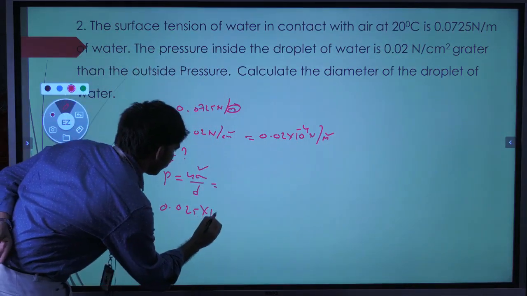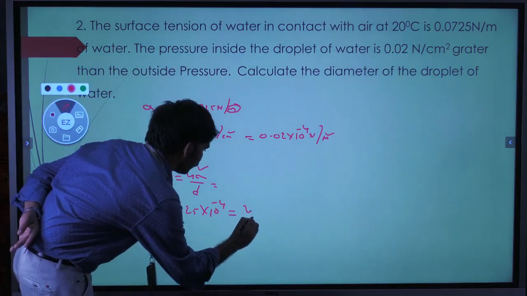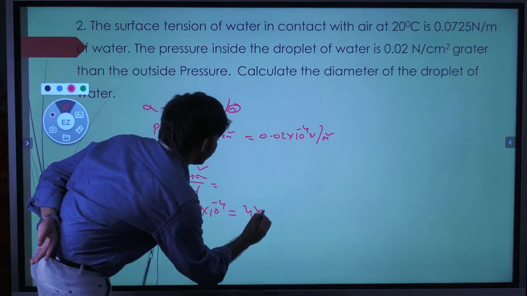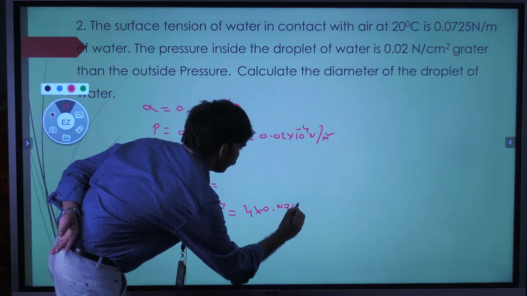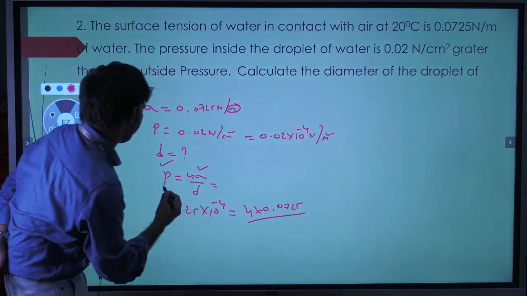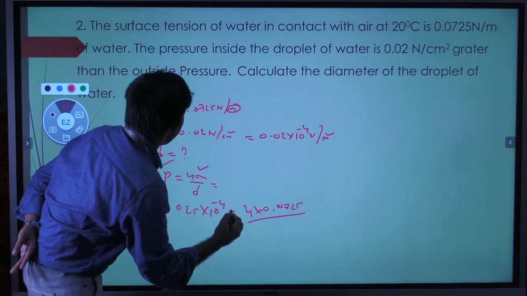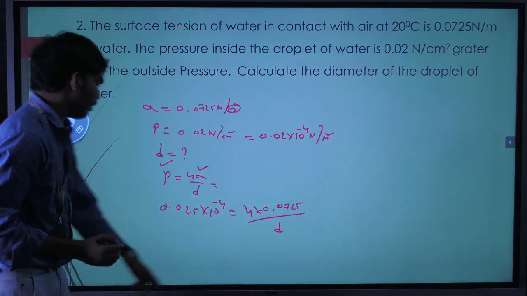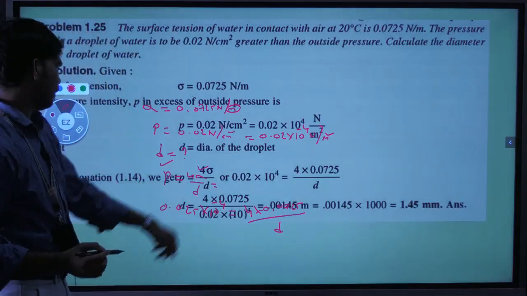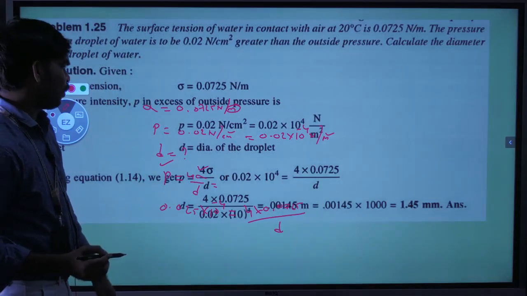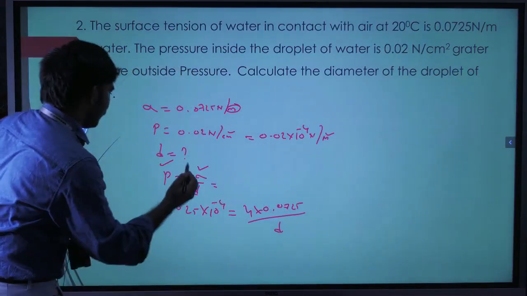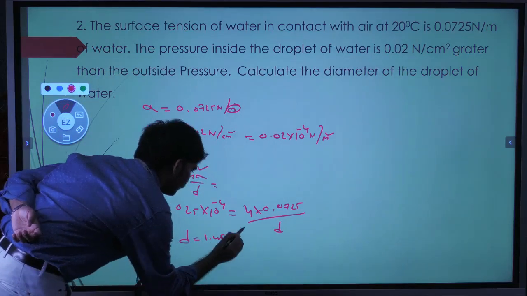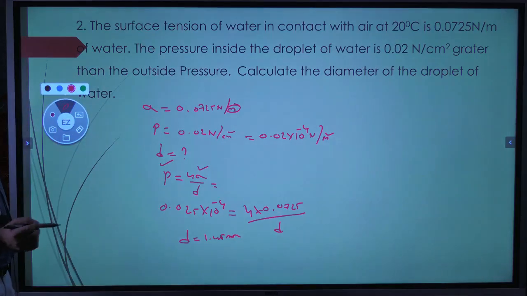So 0.02 into 10 to the power of minus 4 will be equal to 4 sigma over D. Sigma we know, right? Sigma is 0.0725, divided by the diameter, which we need to find out. If you solve this problem, you will get an answer of around 1.45 mm. So finally the diameter of the droplet is 1.45 mm.